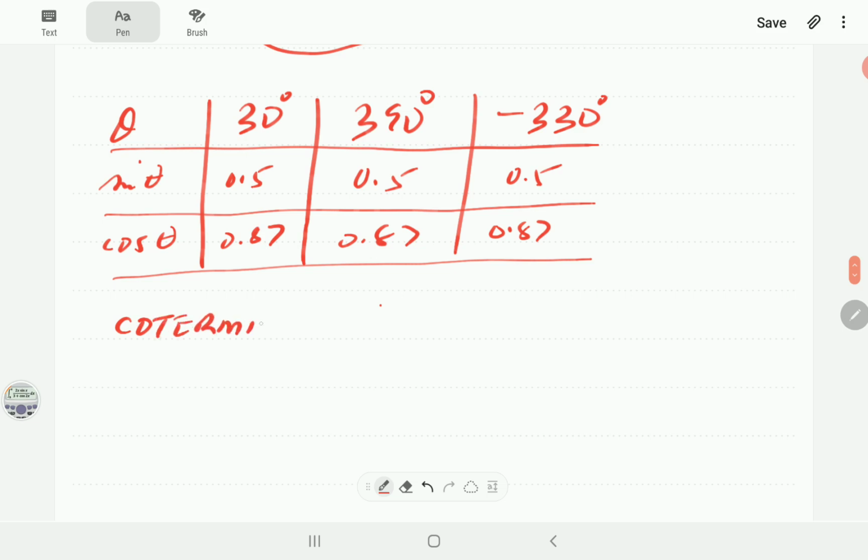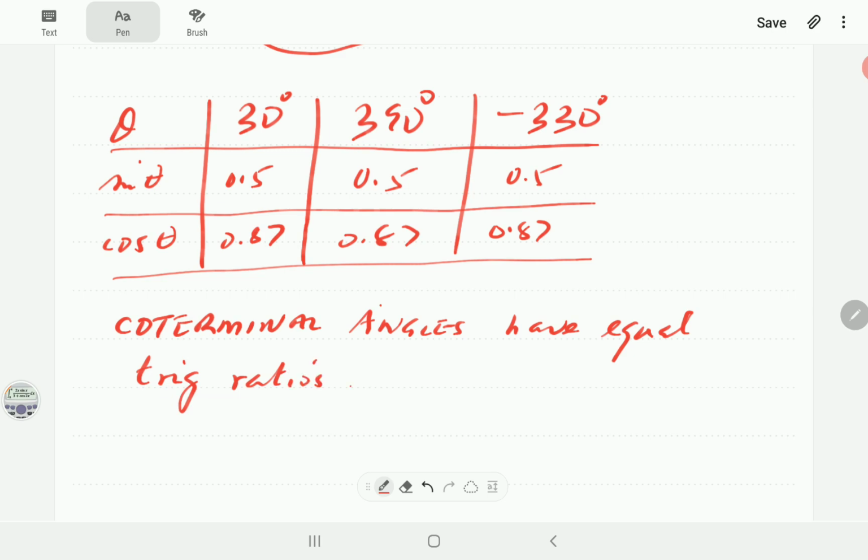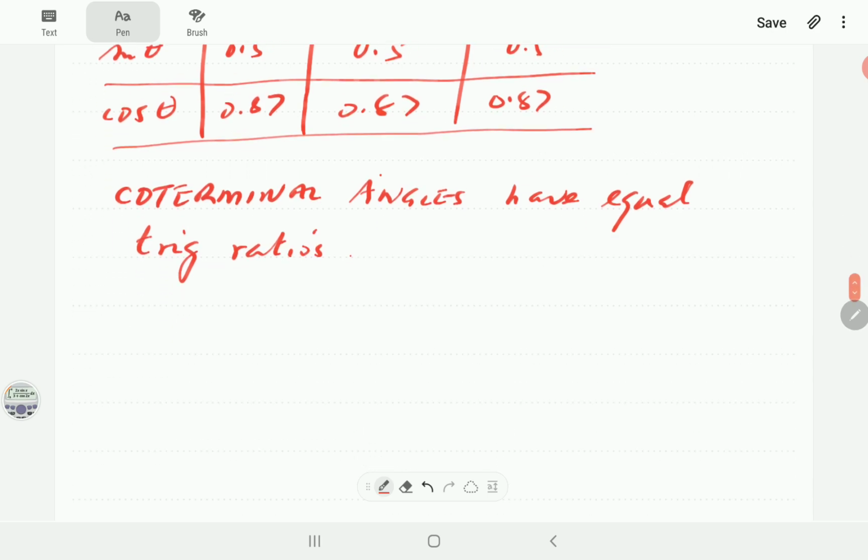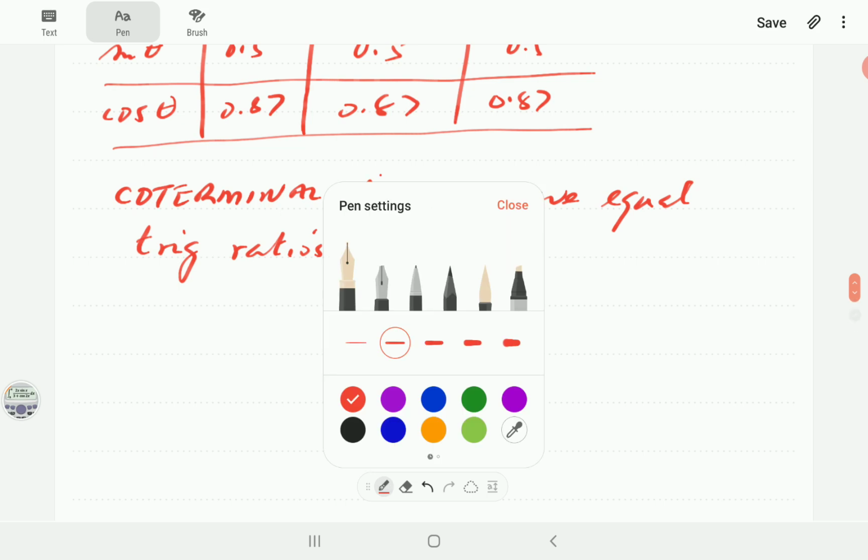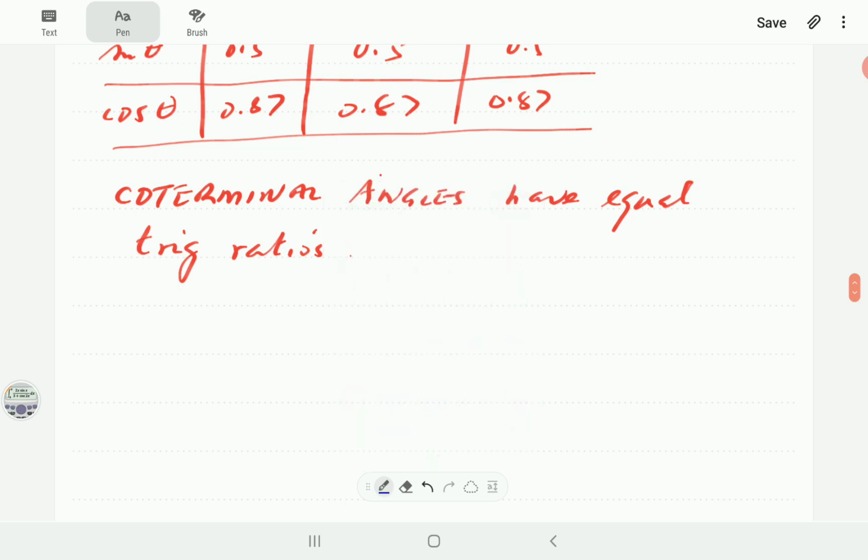Right, so we're going to make a conclusion now, and the conclusion is coterminal angles have got equal trigonometric ratios. This is going to be very important. A bit later we're going to come back to it.